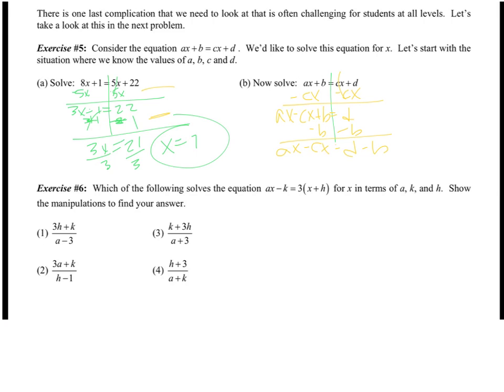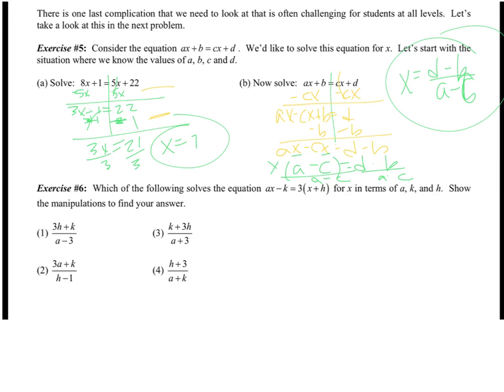You'll notice that both of these have an x. So we can take out an x. And now I have a minus c. So we used the distributive property. We undid the distributive property to get this. And in order to solve for x, we now need to divide by a minus c. So our overall answer, x equals d minus b divided by a minus c.